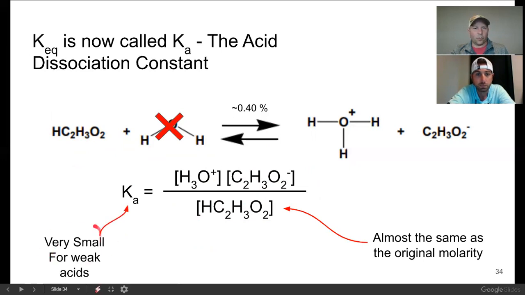So the weaker the acid, the smaller the Ka. The stronger the acid, the larger the Ka. That's pretty simple to remember, right? I'd write that in my notes.